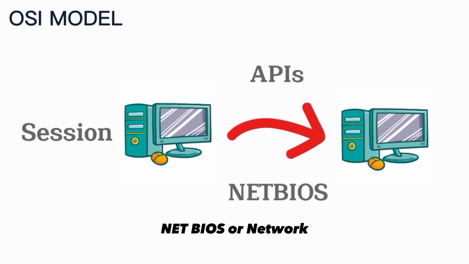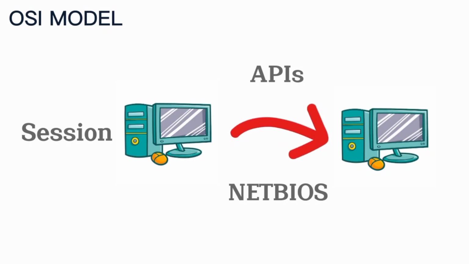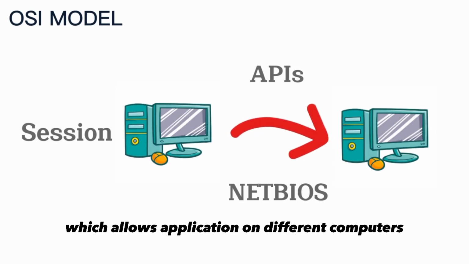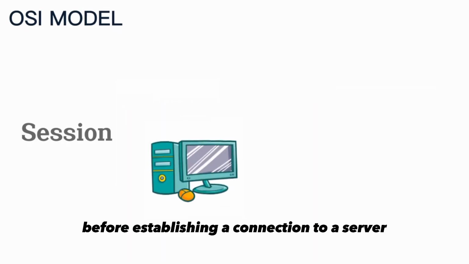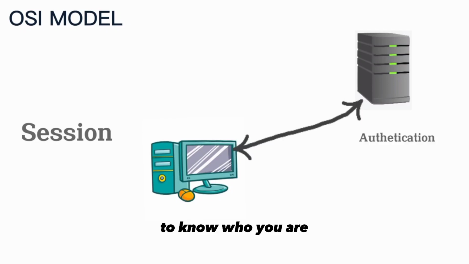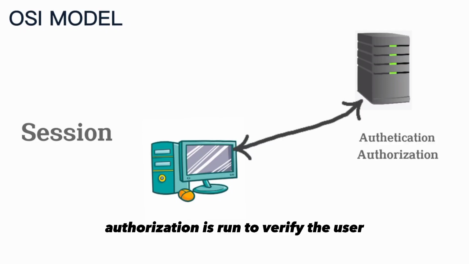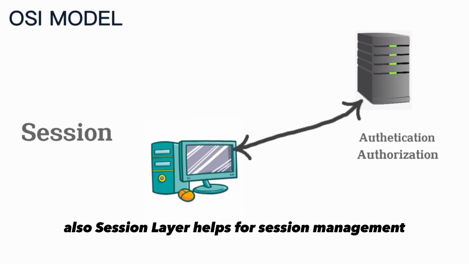NetBIOS or Network Basic Input-Output System is an example of APIs, which allows applications on different computers to communicate with each other. Before establishing a connection to a server, it will first send an authentication to know who you are. After the authentication, authorization is run to verify the user. Also, the session layer helps with session management.